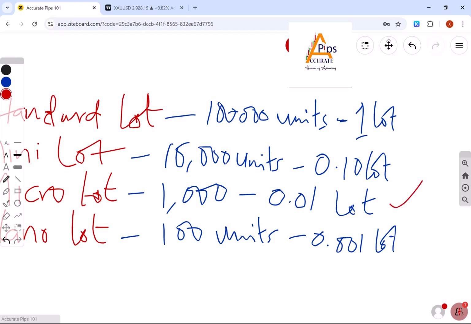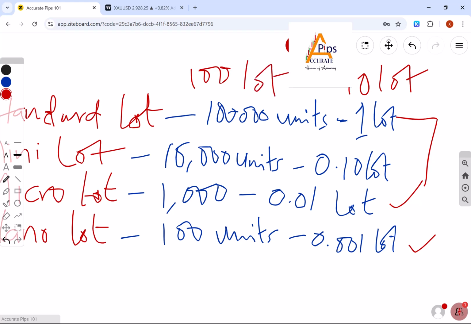Okay, most brokers end their lot size on the micro lot. You hardly see brokers with a nano lot. Mostly it is from the micro lot to the standard lot. All right, and then it goes on. We can have 10 lots, we can have 100 lots size, depending on your account size, we'll come to those things. So those are the types of lot sizes that we have.